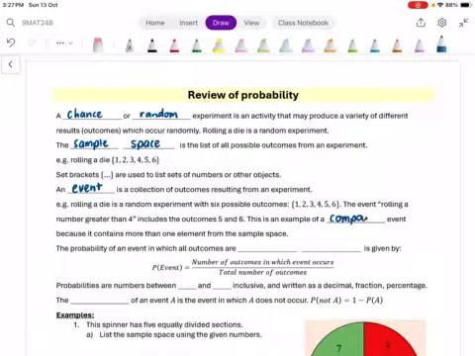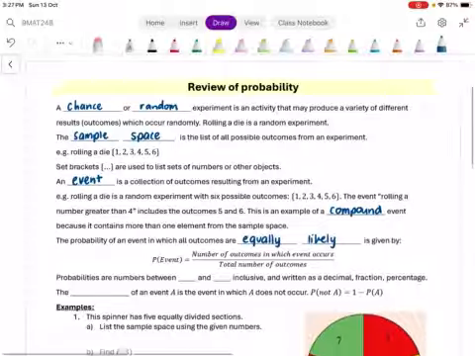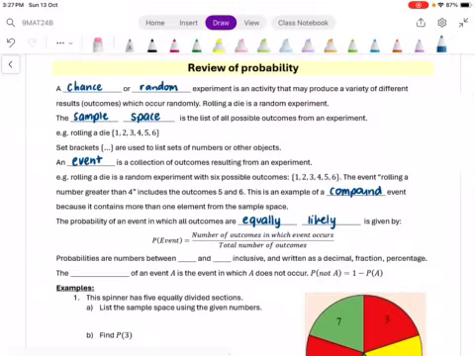The probability of an event in which all outcomes are equally likely is given by the probability of the event equals the number of outcomes in which the event occurs divided by the total number of outcomes. Probabilities are numbers between 0 and 1 inclusive and written as a decimal, fraction or percentage.